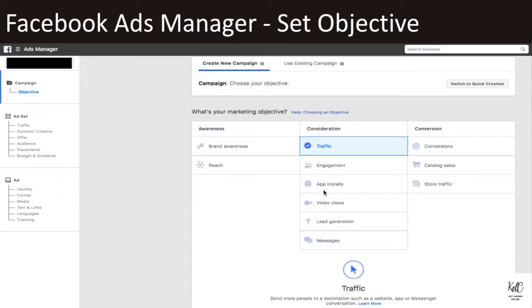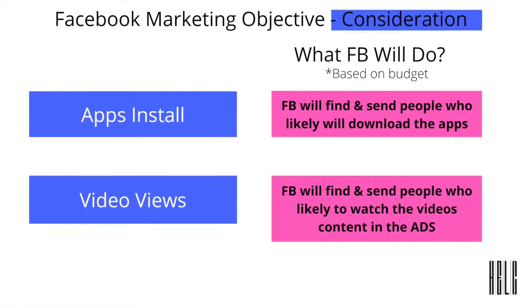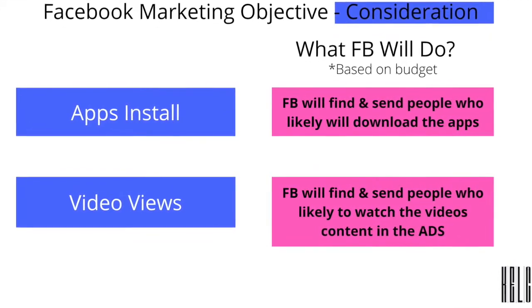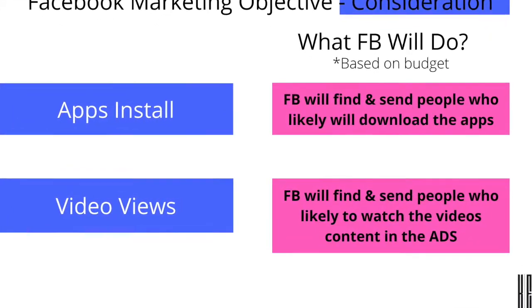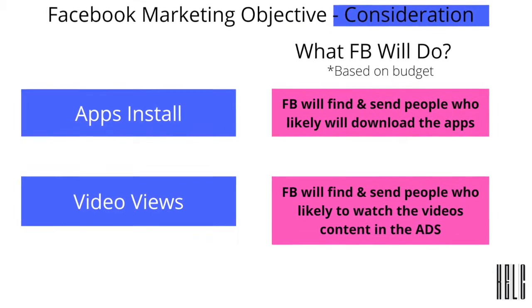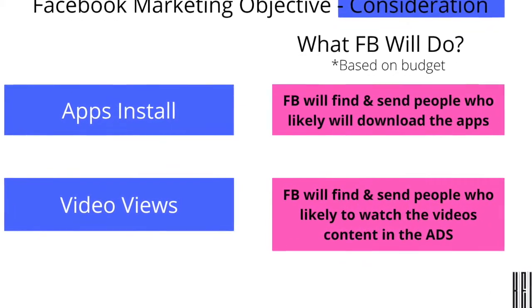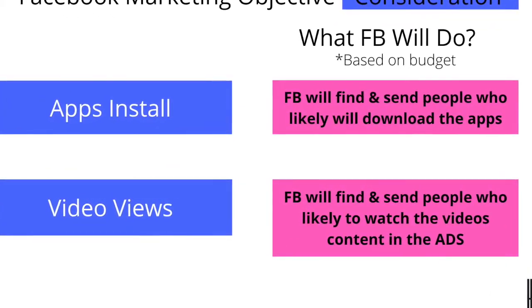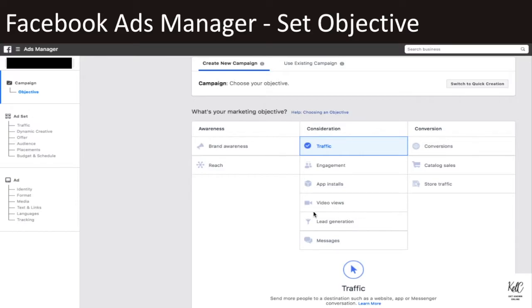The next one will be app installs. What is this app install about? You want people to just install your app. Once they install the app, that's it. Facebook has done their job. And then the next one will be video views. What is video views? You just want Facebook to find those people who just watch the video. That's it.